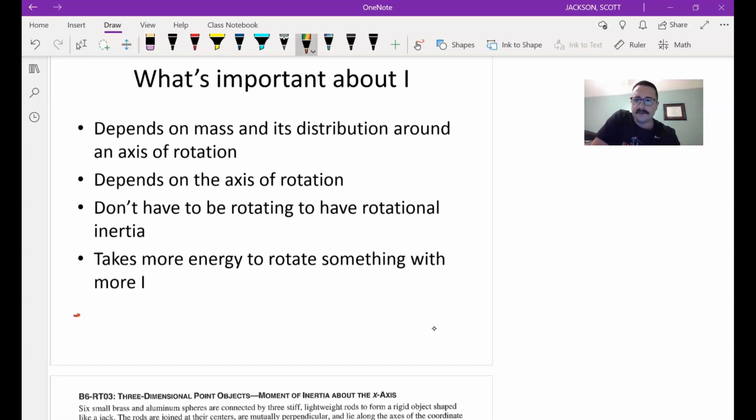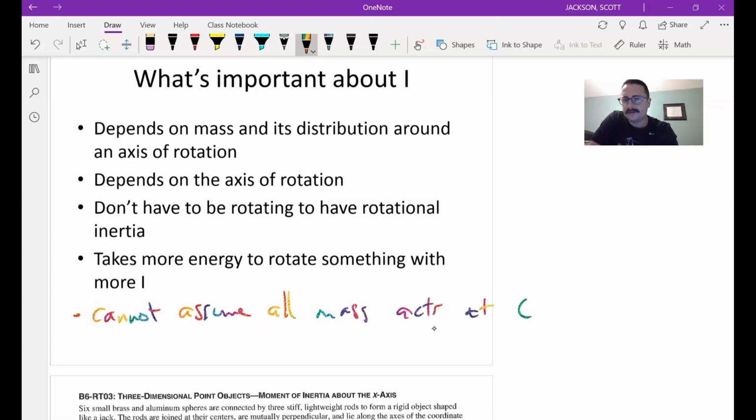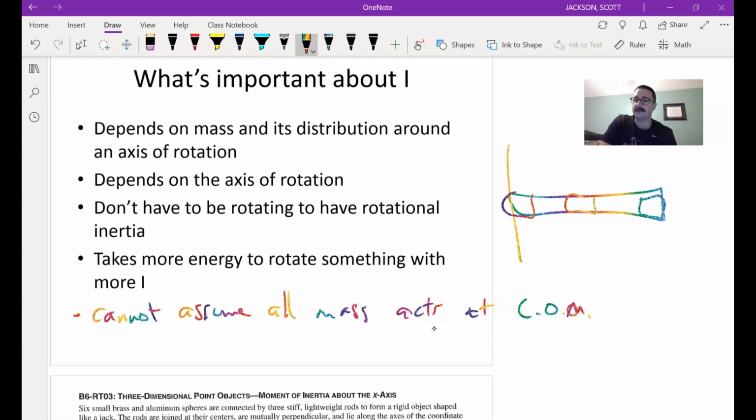So from now on, we've got to be careful. We cannot assume all mass acts at the center of mass, because here we talked about a rod, and if we were talking about rotating that, some of the mass is out here, some of the mass is here, and some of the mass is here. So it does depend on that distribution of mass, of how that thing is going to rotate. So we'll get into some examples about that. Let me show you one here.